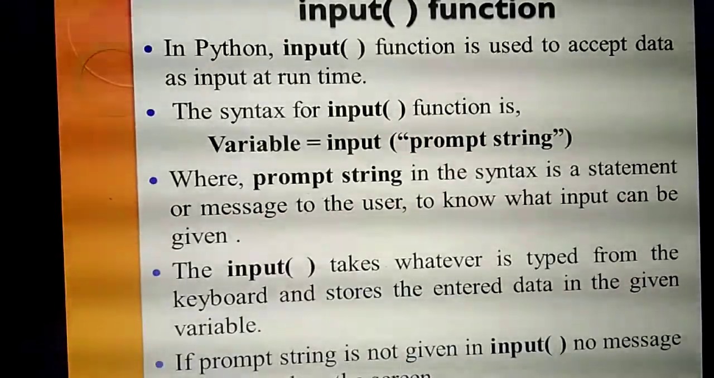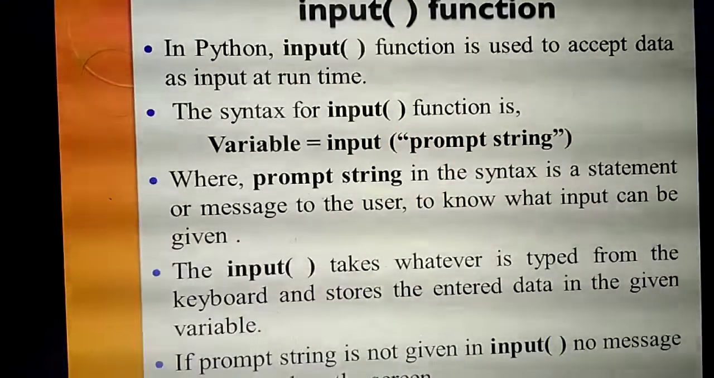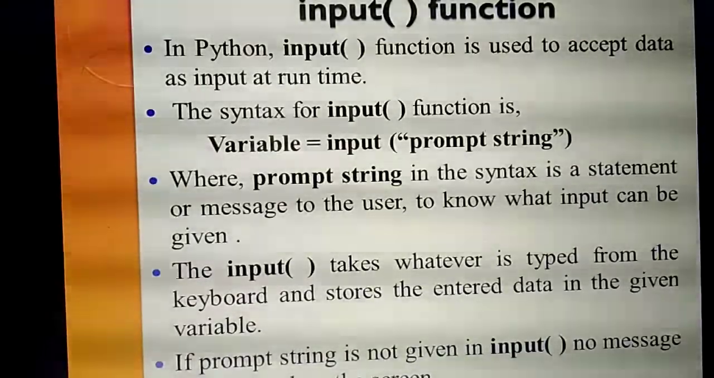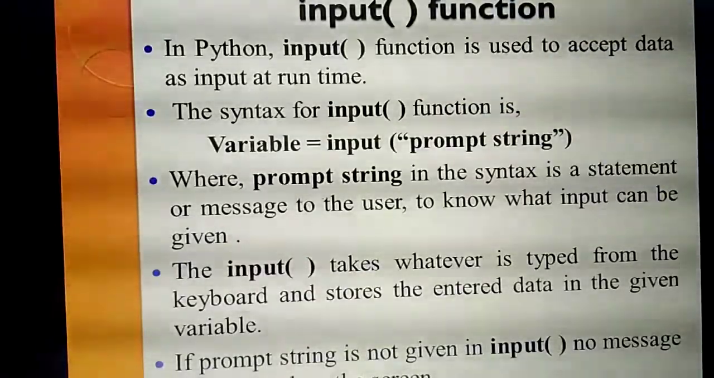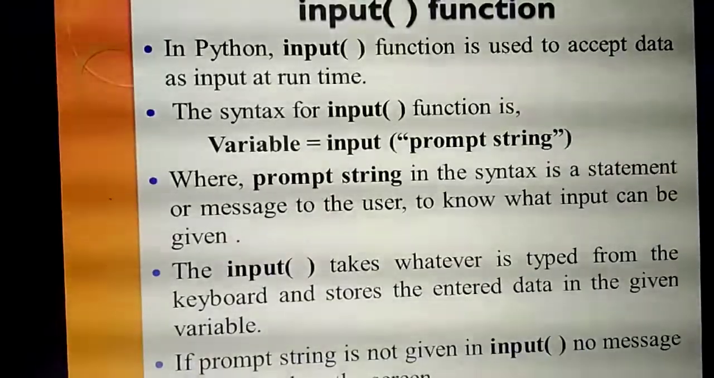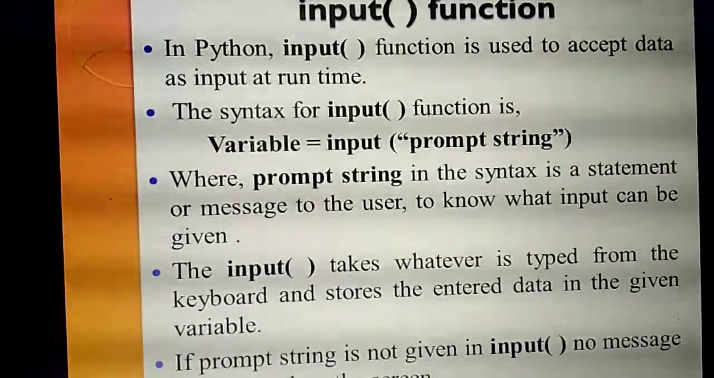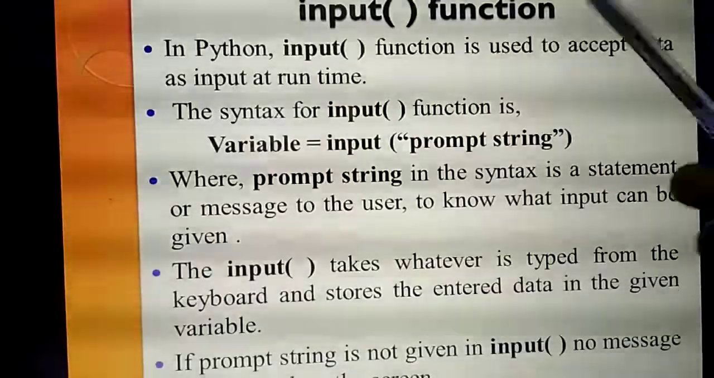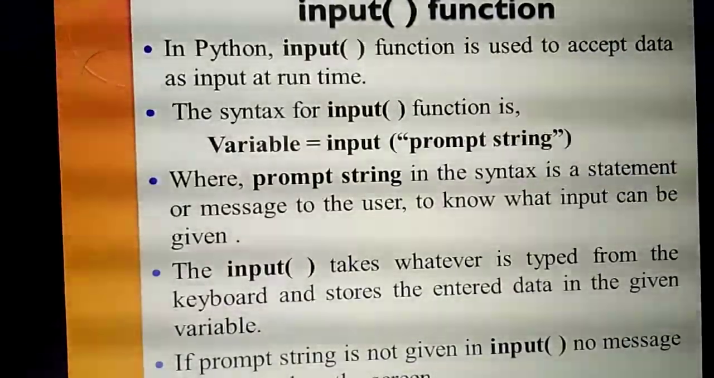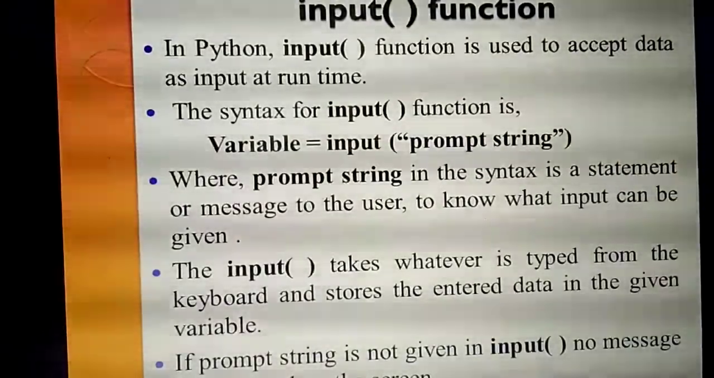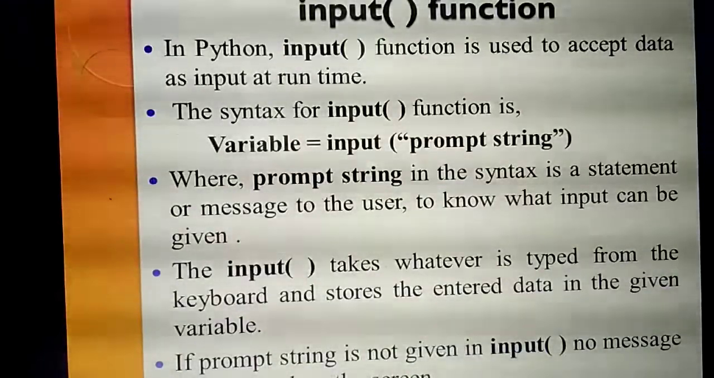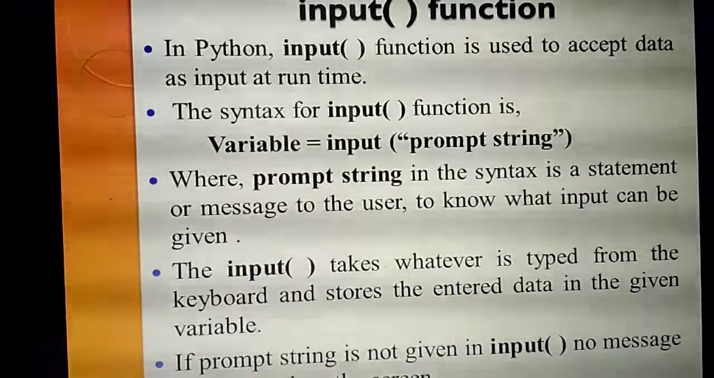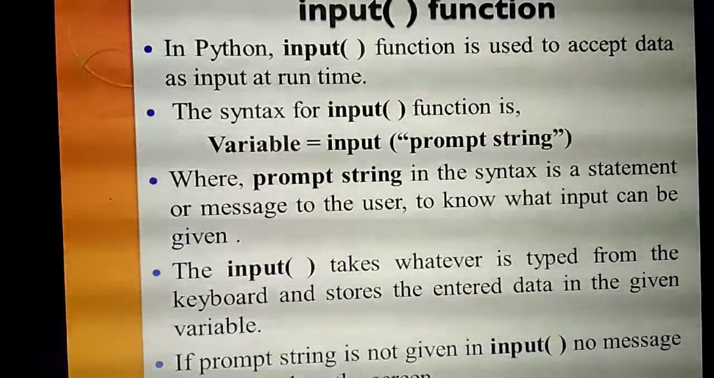What are the things you are giving inside this input, that means statements or message from the user? For example, the user is asked to enter the value of A. Then what's the prompt string? "Enter the value of A." Understand? So the prompt string means it is a statement or message that will get a particular input from the user, or what type of input you are giving to the computer.